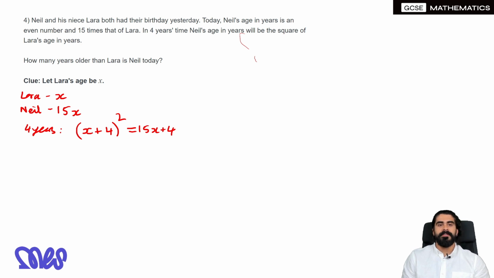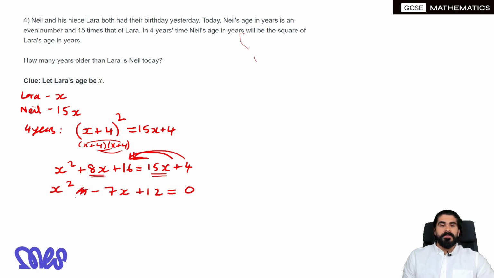Then we need to expand and solve. So writing this bracket out twice, you would have (x + 4)(x + 4). So we would have x squared plus 4x plus another 4x is 8x. Then we have plus 16, which gives x squared plus 8x plus 16 equals 15x plus 4. Move everything over to the left side.